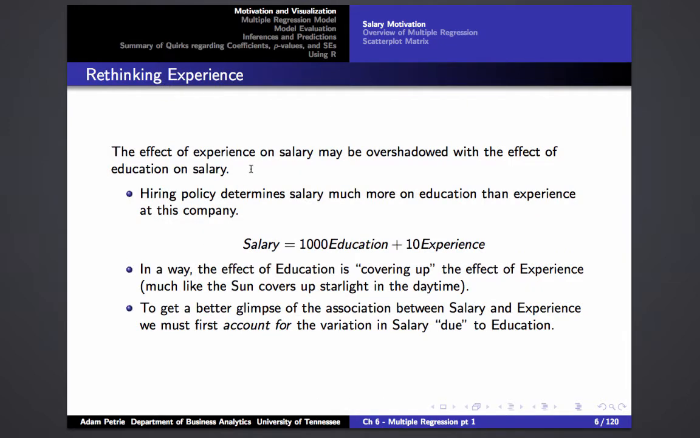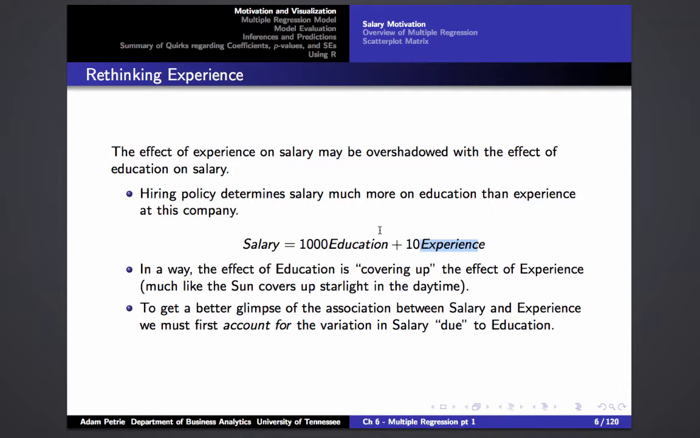It might be the case, actually, that the effect of experience on salary could be overshadowed by the effect of education. Let's imagine the following scenario to illustrate why this might happen. Imagine that hiring policy actually has an equation that relates the monthly salary to the amount of education and the amount of experience the employee has, and let's imagine this is the correct equation. Basically, we take the years of education multiplied by 1,000 and then add in 10 times the number of years of prior experience. So the truth is that yes, experience really does help to predict salary.